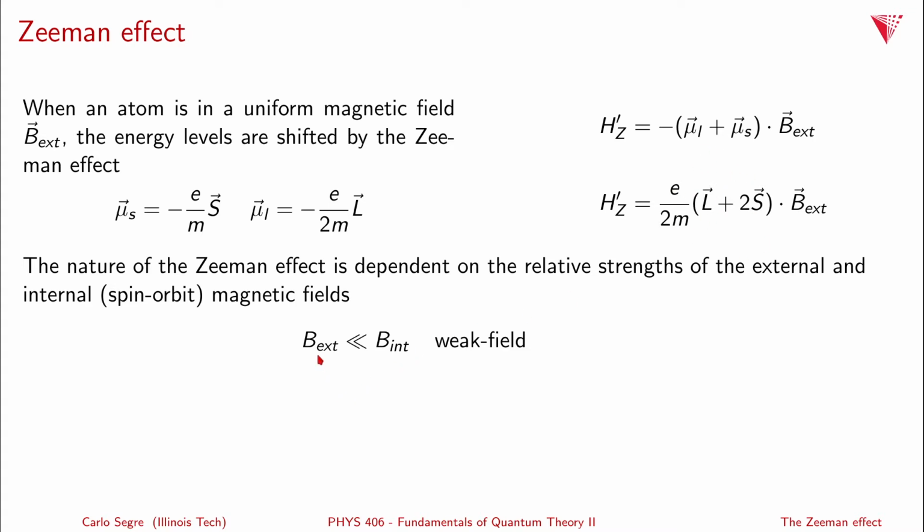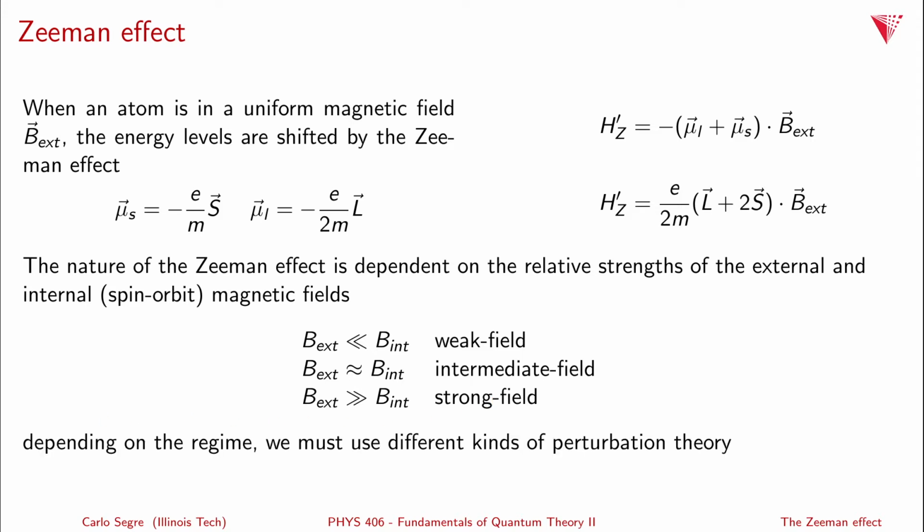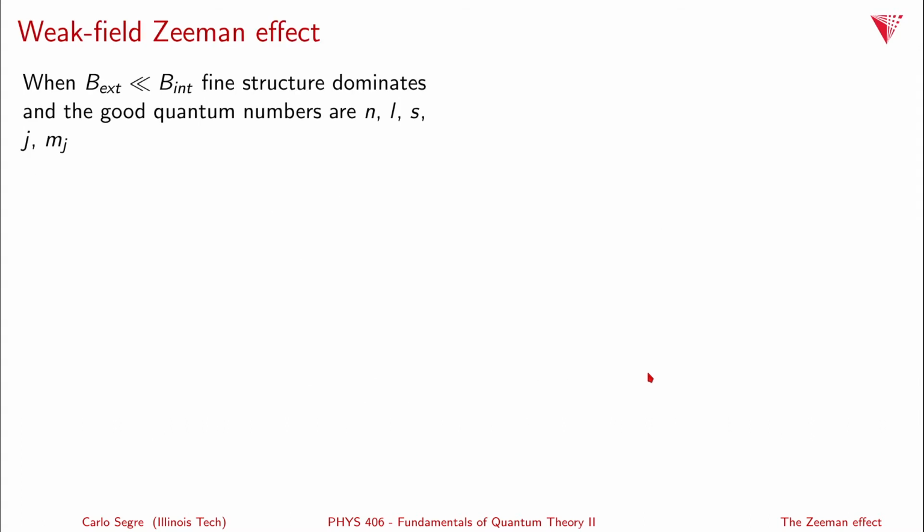So when B external is much smaller than B internal, then you're in the so-called weak Zeeman regime. When B external and B internal are approximately equal, you're in the intermediate field regime. And when B external is much stronger than B internal, you're in the strong field regime. Depending on which regime you're in, you have to use perturbation theory slightly differently. So we'll start with the weak field Zeeman effect.